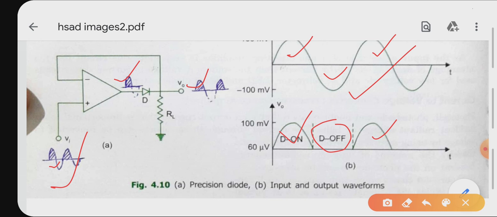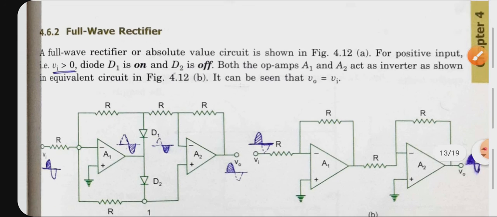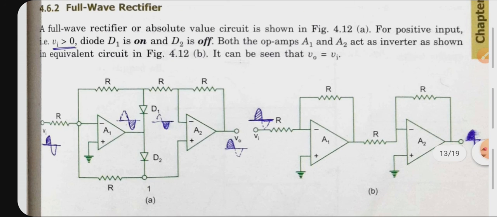So first of all, this can be amplified. It will be applied to the diode, so that it will be more accurate rectification. Then similarly, full wave rectifier using diode. This is the circuit diagram.